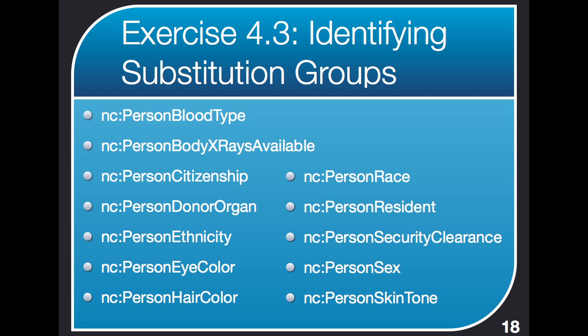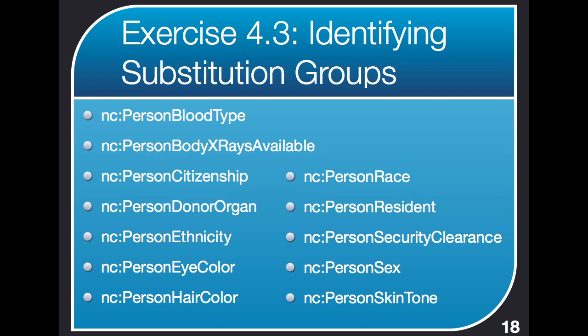It's not. There's a code table for it or a text string for it. Person citizenship is in there, person organ donor is in there, person ethnicity is in there. Eye color, hair color are both in there. Race is in there. Resident is in there. Security clearance, person sex, and person skin tone.